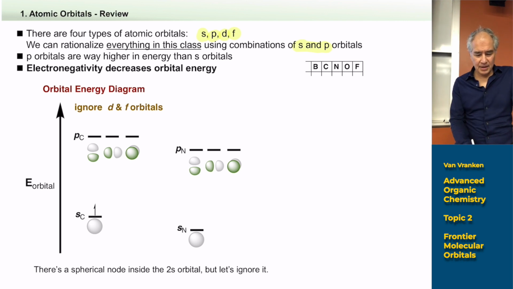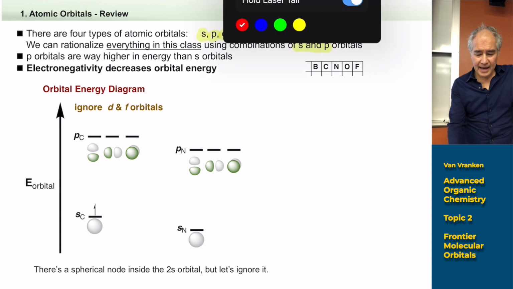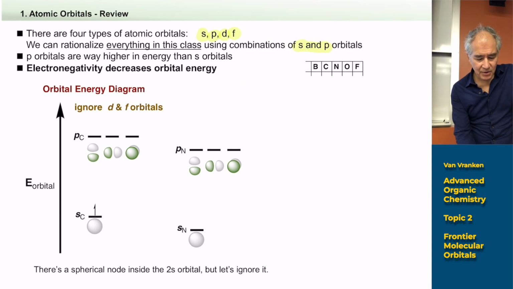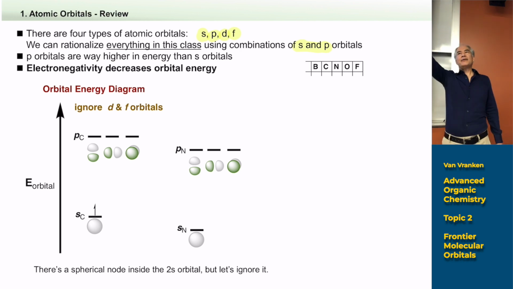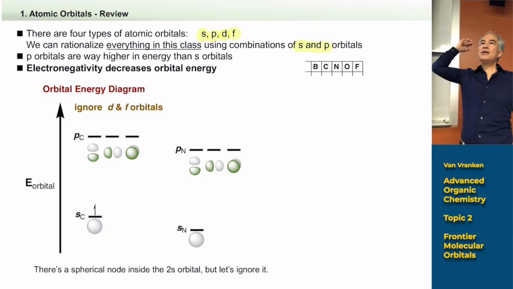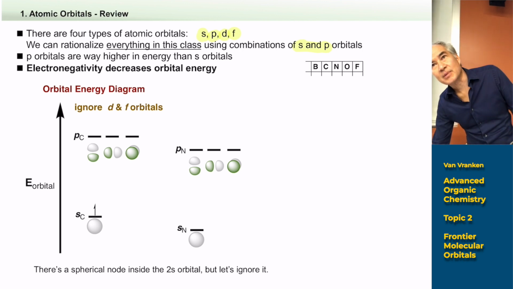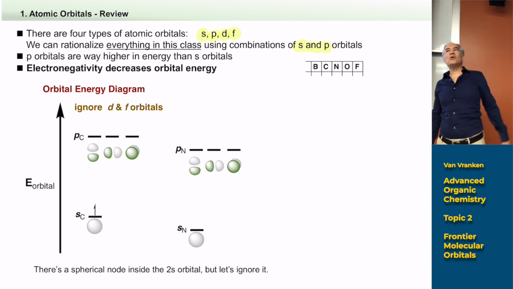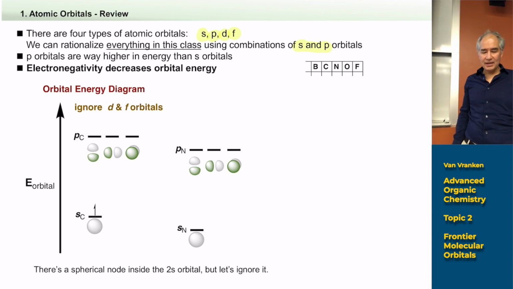to use, and that is that p orbitals are way higher in energy than s orbitals. If you're an electron in a p orbital, you are way, way, way more reactive than an electron in an s orbital. Electrons in s orbitals don't want to react with anything. They're close to the nucleus, they're happy.